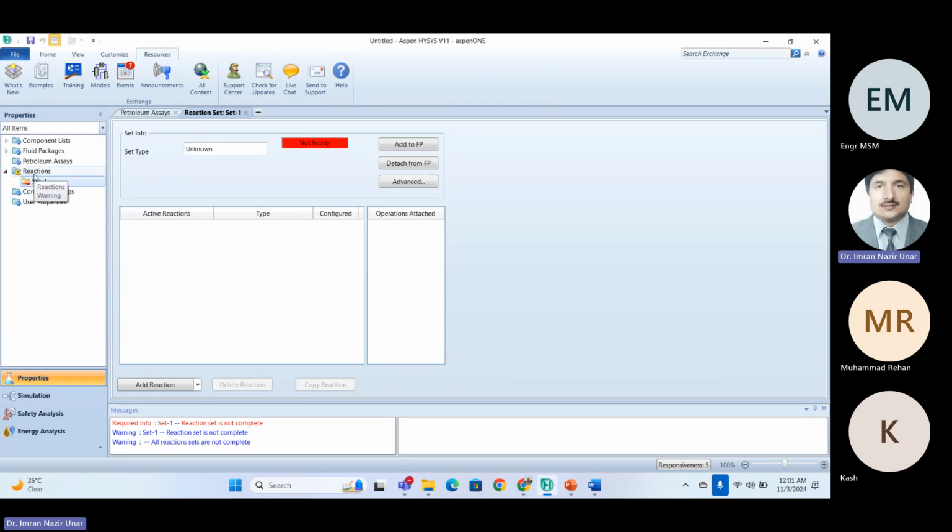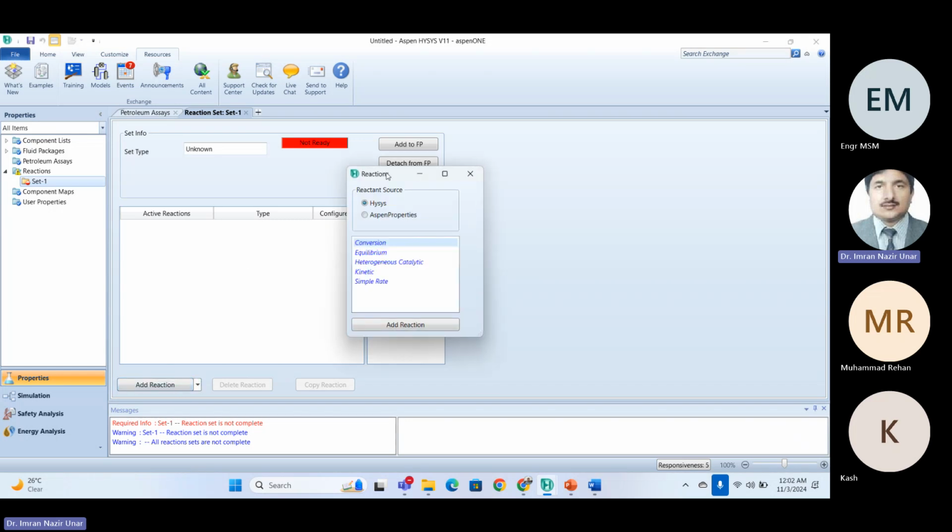Now, what is the purpose of this set? Actually, there is a possibility that you may have more than 2 or 3 reactors in your simulations. For example, you have 3 different reactors in series, and different kinds of reactions are being performed. So instead of incorporating reactions individually, you have to incorporate the set. So you have to define different sets for all the reactors. But in our example, we have only one set, and in this one set, we have only one reaction, which is this reaction. So we have to add a reaction.